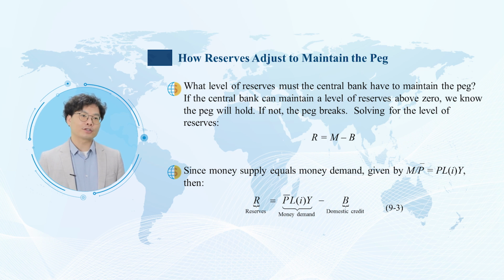So, the first question has been solved. If the central bank wants to maintain the peg, its reserves must be kept at the level of R equals M minus B. Moreover, as money supply equals its demand, M can be replaced by P L(i) Y.